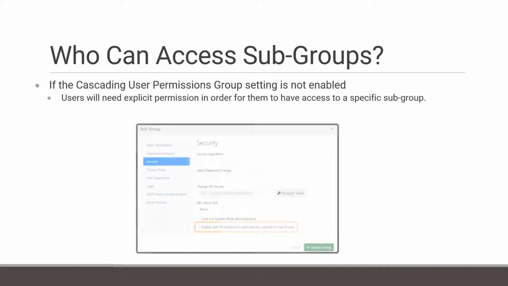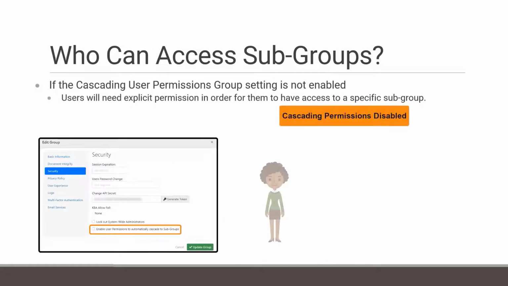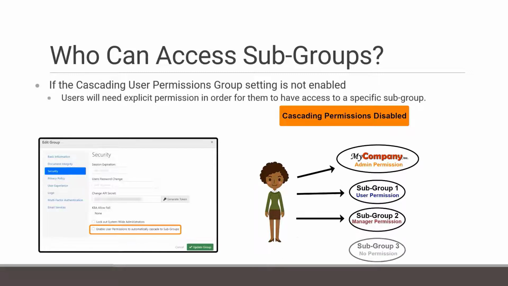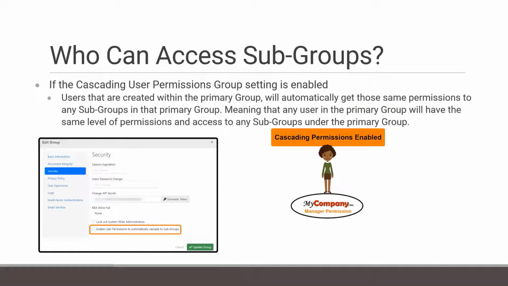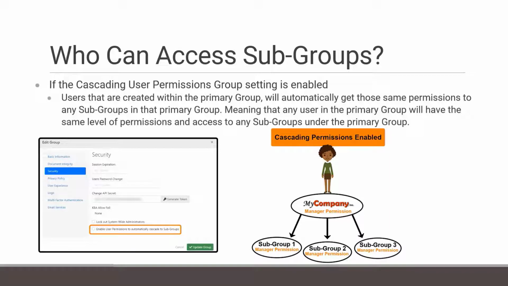It is important to know who can access subgroups. This depends on if the setting Enable User Permissions to Automatically Cascade to Subgroups is enabled. If this setting is not enabled, users will need explicit permission in order to have access to a specific subgroup. If it is enabled, users that are created within the primary group will automatically get those same permissions to any subgroups, meaning that any user in the primary group will have the same level of permissions and access to any subgroups under the primary group.